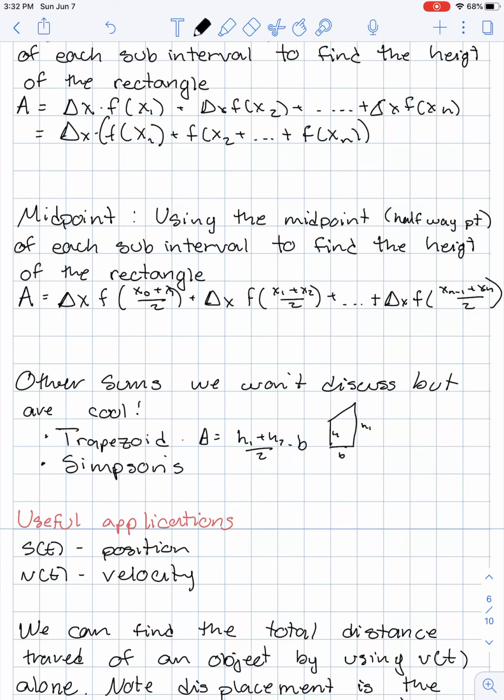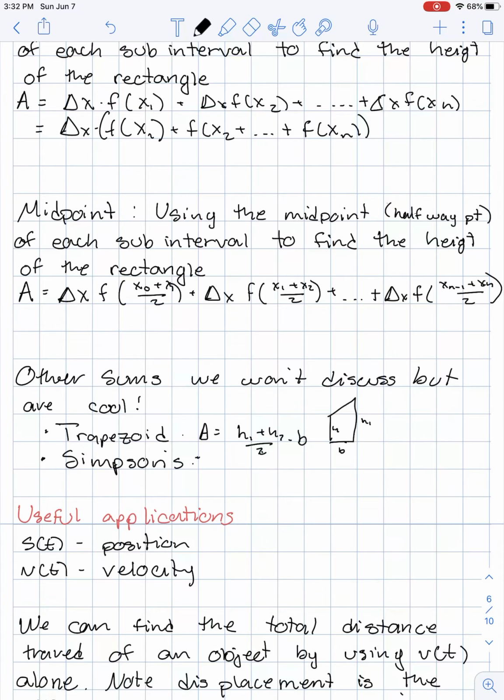Simpson's rule is something similar, but sometimes you have 2 and sometimes you have 4, and then there's some 3's involved. This one's crazy. I would look it up though because it's really cool. Okay, cool.